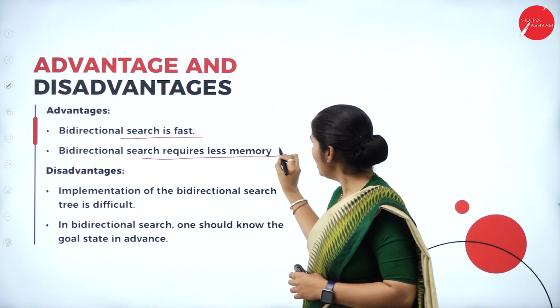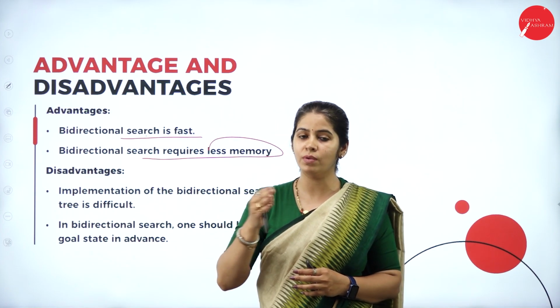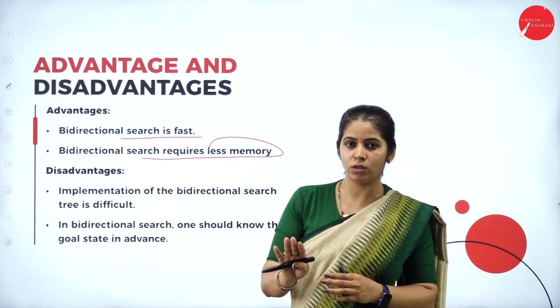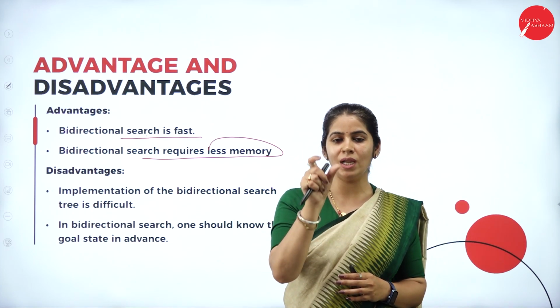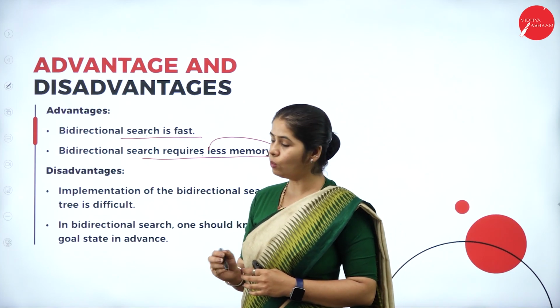The search also requires less memory. It has to store less because not all the nodes from the forward direction and not all the nodes from the backward direction are stored. We are storing only the intersecting nodes, so the memory use is very low.